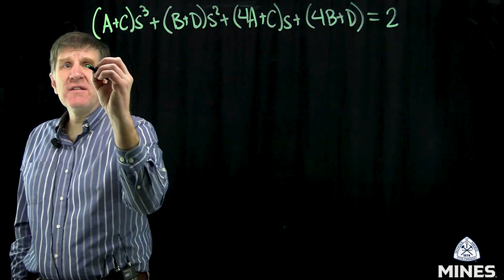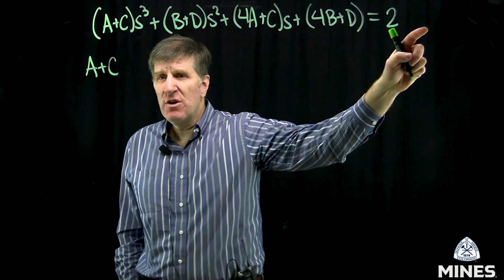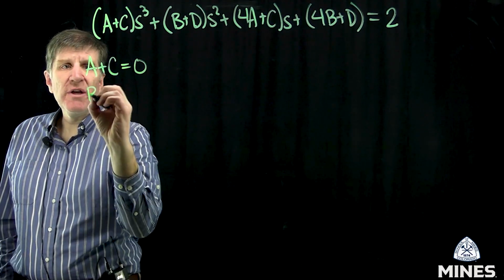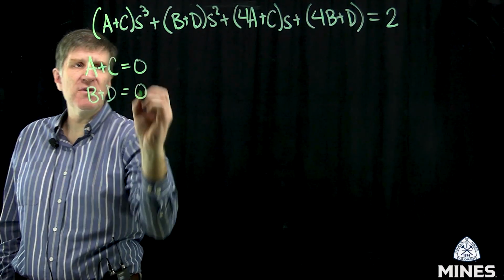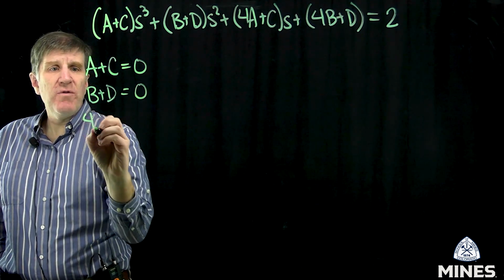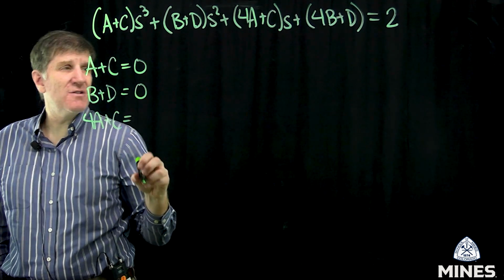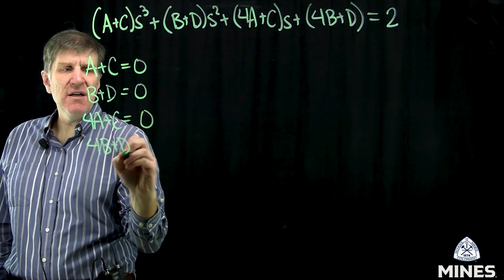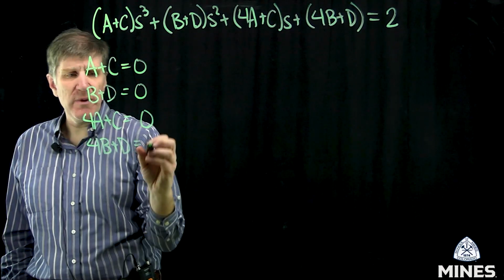So on the left-hand side, I have (a plus c) times s cubed, and I have no s cubed on the right-hand side, so that has to equal 0. Similarly, (b plus d) times s squared on the left, there's no s squared on the right, so that has to be 0. 4a plus c on the left, there's no s term on the right, so that is 0. And 4b plus d on the left, there is a constant term on the right, so 4b plus d has to equal 2.